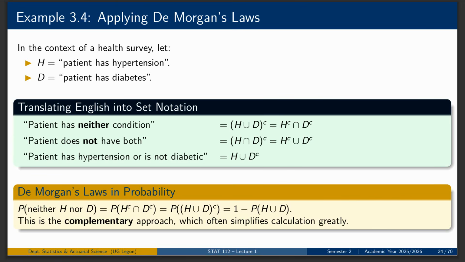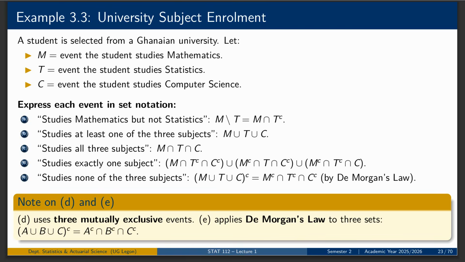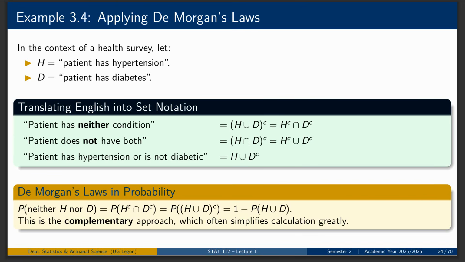So you have to be able to express this in set notation, because when we are asking you probabilities, we are not going to give you the set. We will ask you what is the probability that you find, let's say, a student that studies mathematics but not statistics, right? And then you have to find it through this set mechanism. Okay. So D and E use mutually exclusive events, and also De Morgan's law extended to three sets.